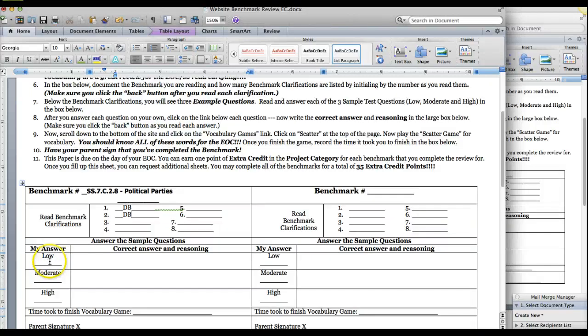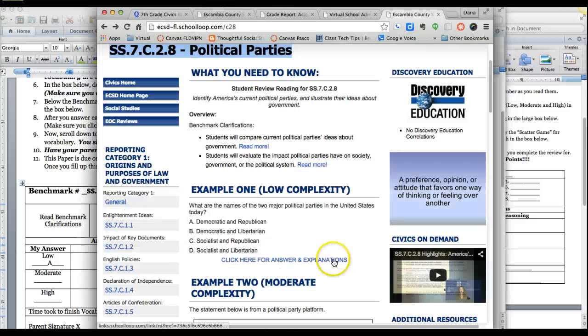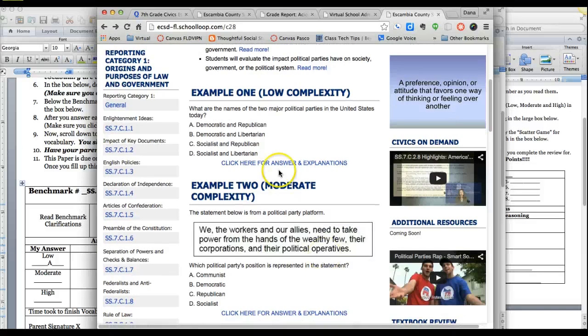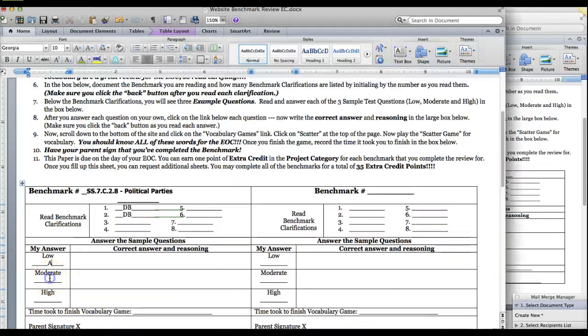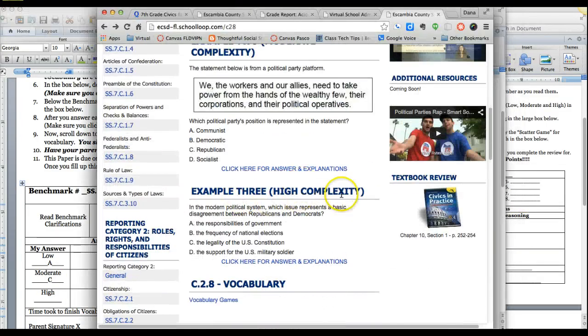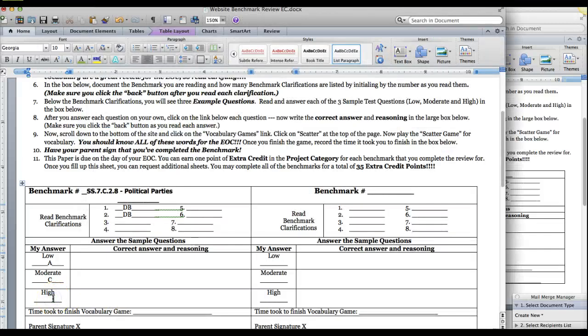So I click on my sheet here, and just so you know, you can print this out and handwrite it, or you can type in it. You can submit it to me either way. But I would put my answer here under low complexity. That's the question I just read. And let me go down to the second one, which is moderate complexity. I would read that. I'm not actually going to read it, but I'm just going to say, okay, C. And then the third one is the high complexity. I would put my answer, say B. Those are just examples. I didn't read those 2 questions, so I'm not sure.